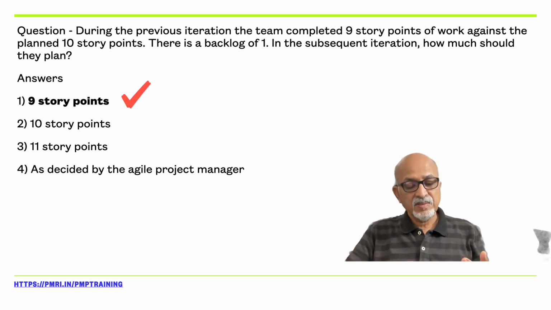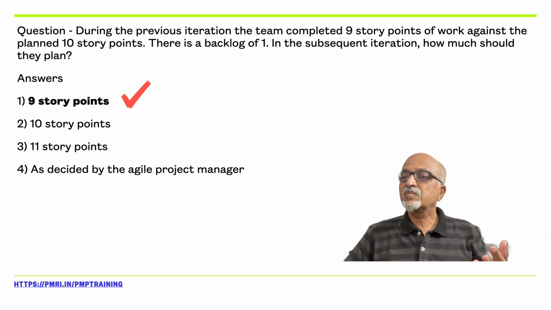That is one option. The second option was 10, because the average story points we planned is 10. So even if there is a slippage here, we will plan for 10. That is the second option. And maybe the fourth option is as decided by the Agile project manager.